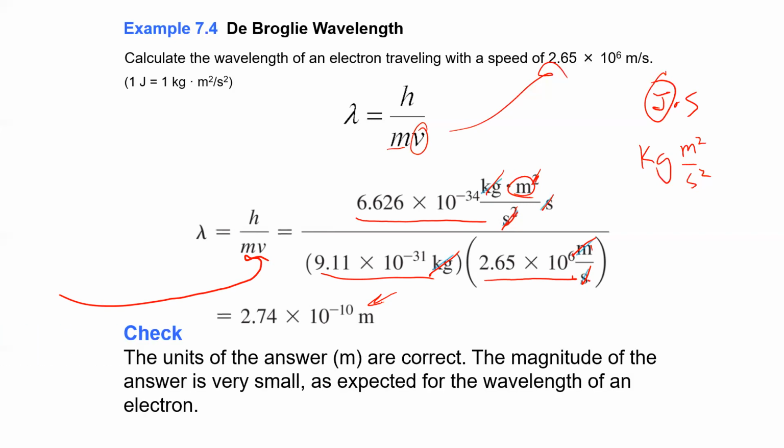And again, the units of the answer are in meters. That's correct. The magnitude is small, but it is substantial because when we're talking about wavelengths of electrons, with it being close to a nanometer, it falls within that electromagnetic spectrum, and this is a reasonable answer.